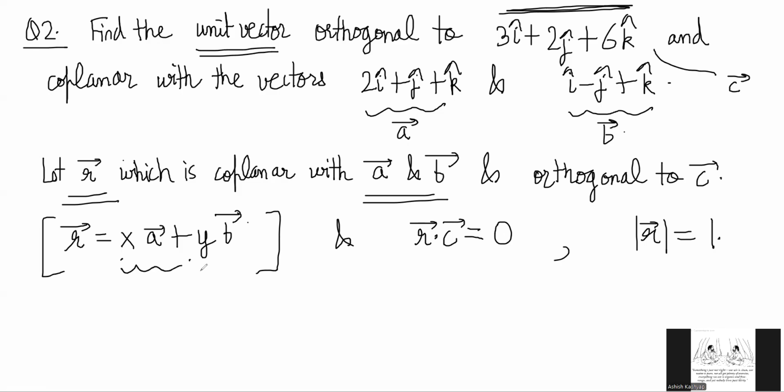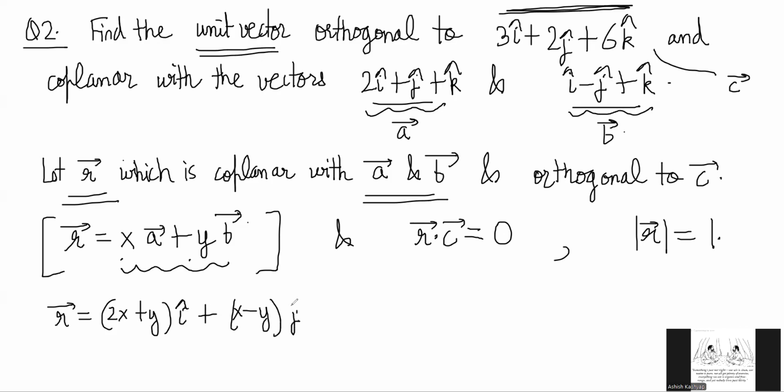So first of all, x times A plus y times B, if you put A and B as 2i plus j plus k and i minus j plus k, you get R vector is equal to (2x plus y) i cap plus (x minus y) j cap plus (x plus y) k cap.